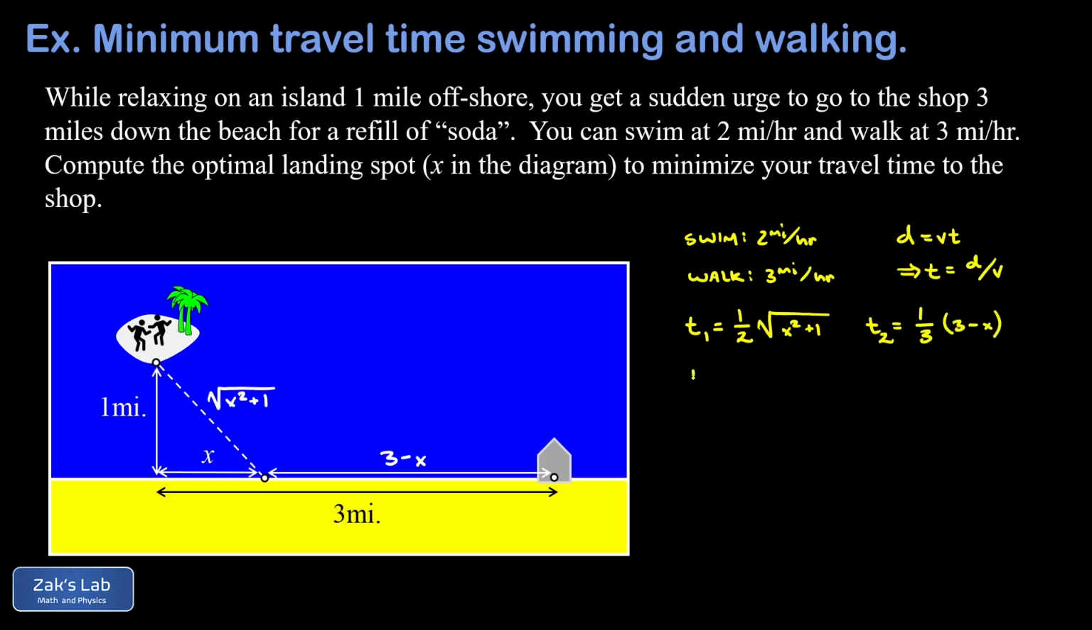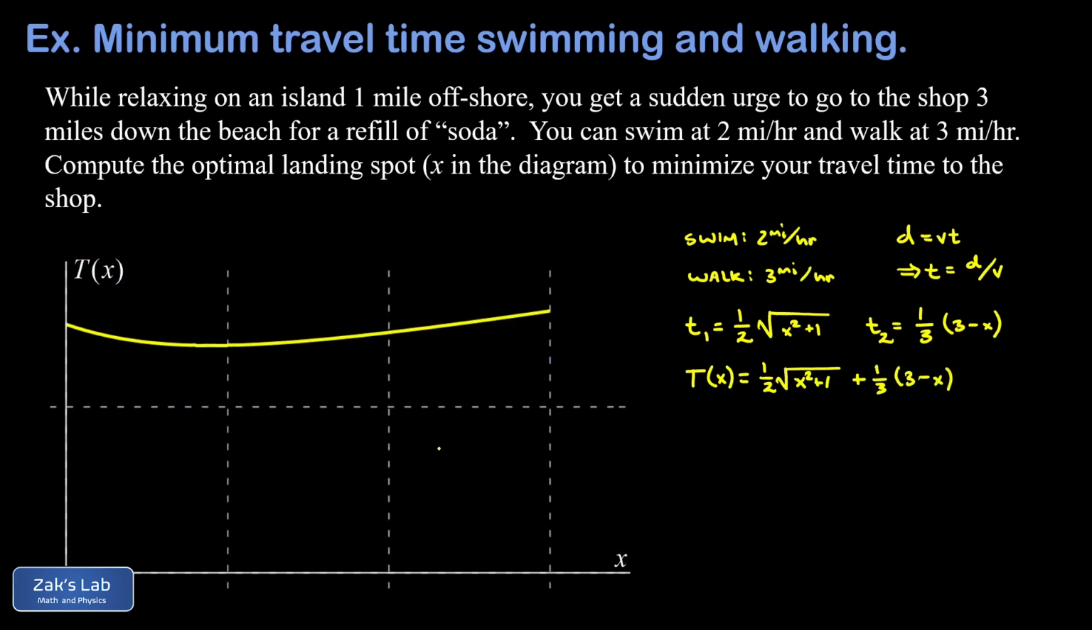So now my total travel time, I'm going to call that t of x because it's a function of x. It depends on where I land on the beach. This is just going to be t1 plus t2, which is 1/2 square root x squared plus 1 plus 1/3 times 3 minus x. And using a computer to plot that function, we can see that we're actually looking at a minimum value somewhere around here. So our travel time is going to be minimized when x is just a little bit less than 1 mile.